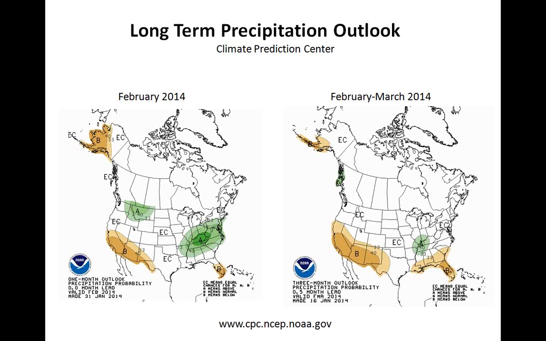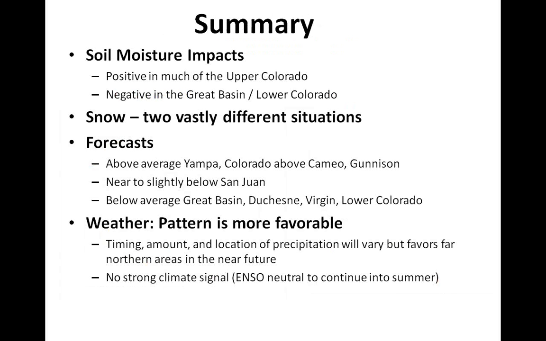Not a great outlook for the lower Colorado River Basin now. It shows increased chances of below average precipitation throughout Arizona. But in areas outside of that, there's not a lot of skill. So we'll just have to wait and see.